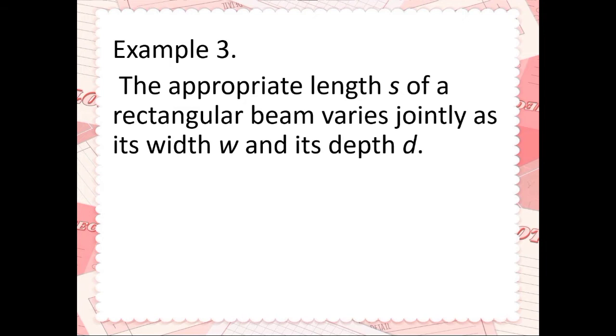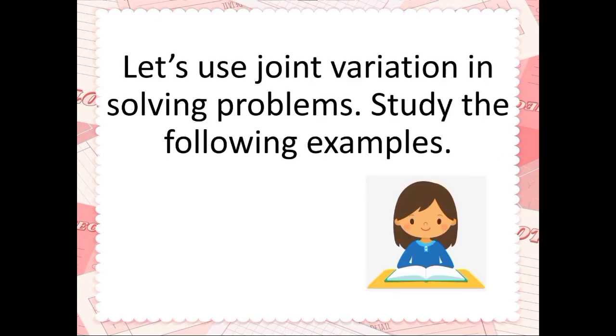Example number 3. The appropriate length S of a rectangular beam varies jointly as its width W and its depth D. So the variation equation of this statement is S is equal to kWD. Now, let's use joint variation in solving problems. Let us study the following examples.